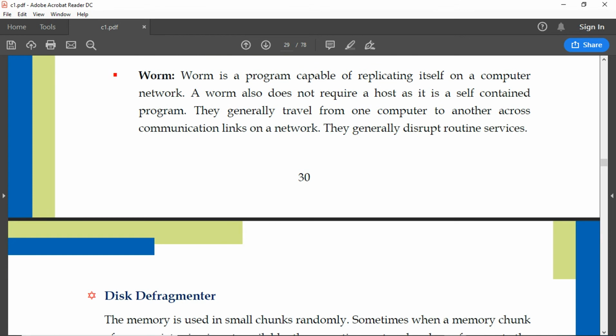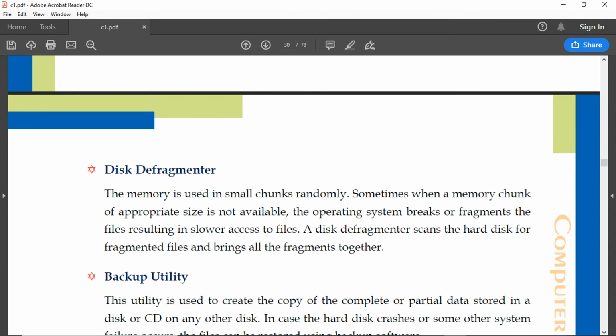Worm. Worm is a program capable of replicating itself on a computer network. A worm also does not require a host as it is a self-contained program. They generally travel from one computer to another across communication links on a network. They generally disrupt routine services.